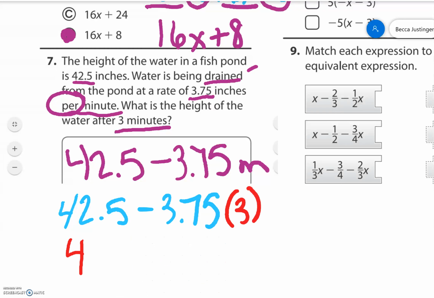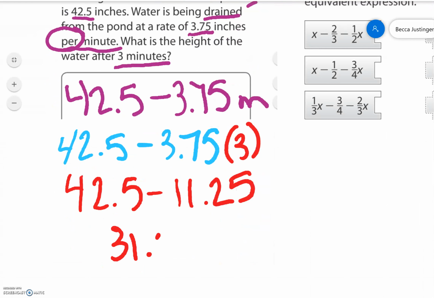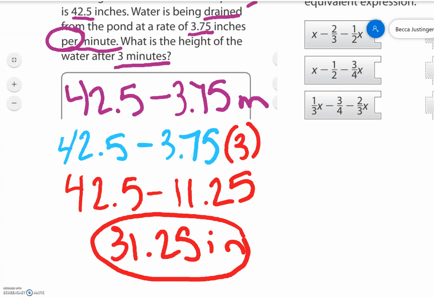So I do my multiplication first. So I'm going to leave my 42.5 and that subtraction. So I do 3.75 times 3 equals 11.25. So now I do the subtraction. 42.5 minus 11.25 gives me 31.25 inches. That makes sense to me because we know water is being drained, so we should have less water in the pool than I started with.